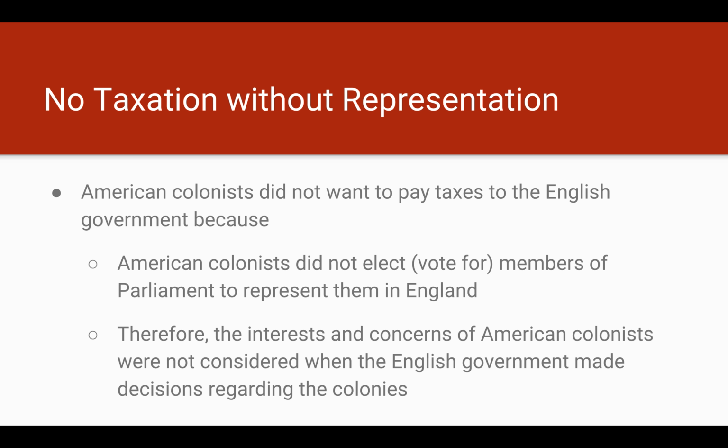Again, like we know from our Stamp Act study, colonists were upset about this act because they didn't feel like they were represented in Parliament back in England. So American colonists did not want to pay taxes to the English government because American colonists did not elect or vote for members of Parliament to represent them in England. Therefore, American colonists felt like their interests and their concerns were not being considered when the English government made decisions regarding the colonies.